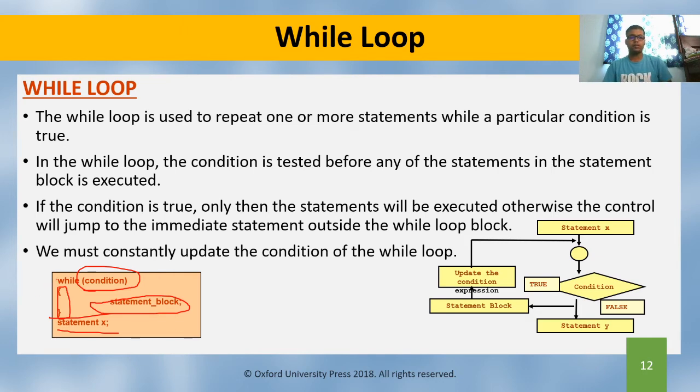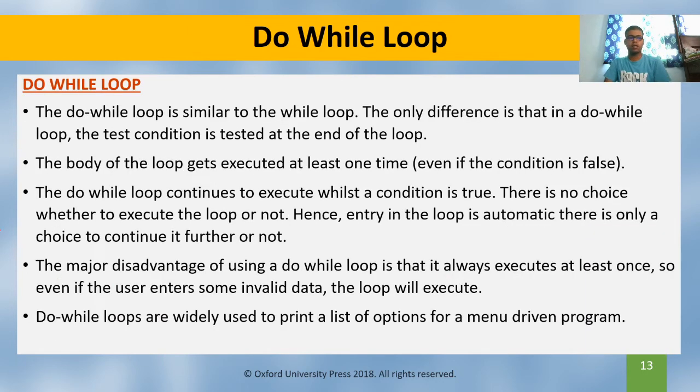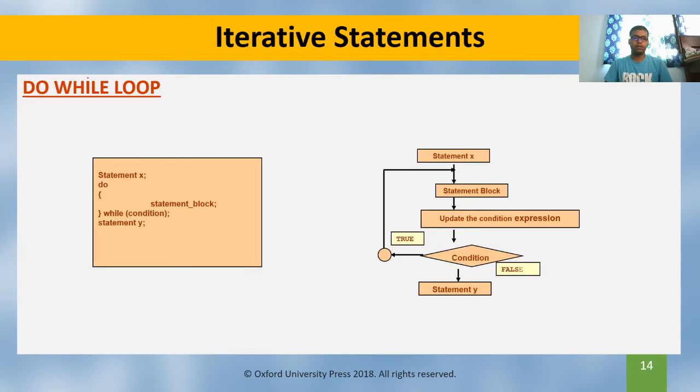Okay, so this is known as the do while loop. There will be a do statement and then a while condition. First it will do the execution, then it will check the condition. If it is satisfied, then it goes to the execution again. If it is not satisfied, then it goes to statement Y. Clear?